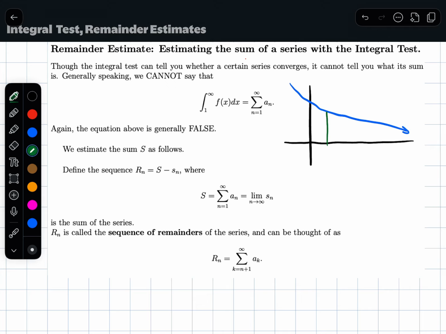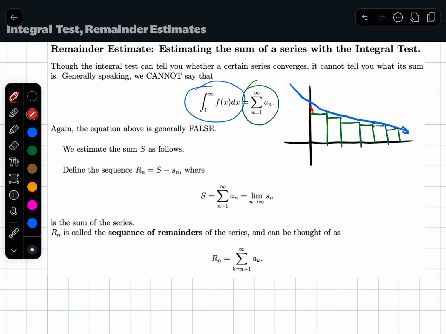somehow, let's say, those sort of lower rectangles to be the actual sum of your series. And because of the way that these work, the green terms are the sum of your series, the green rectangles. The blue graph is the integral of your function. So this is the blue and this is the green.